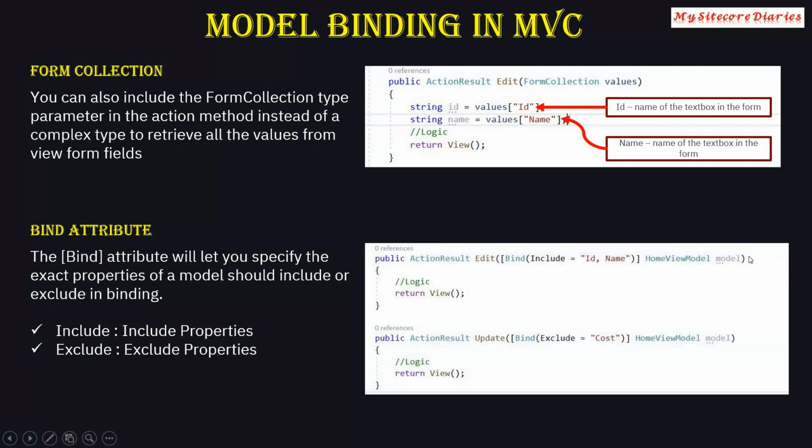So here is an example: you have an edit method and an update method. In the edit method, I have added Bind(Include = "id, name"). So it will bind only the id and name properties of the home view model. This is how you include specific properties of that model for binding. Whereas in the update method, I am using exclude on cost for the home view model. So here you are excluding the cost property, so when binding happens, the cost property will not be bound in this update method. Okay, so this is how the bind attribute works.